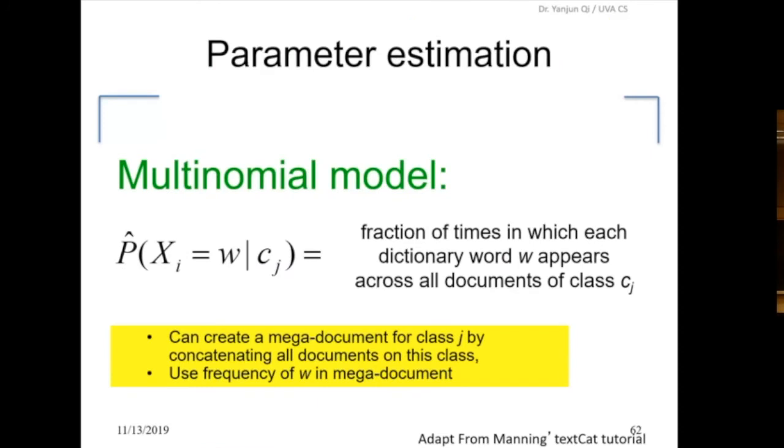Yeah, any questions about this? This means the specific word WI, and this gives you the theta for WI and CJ.